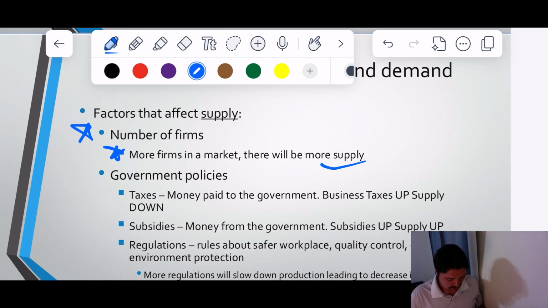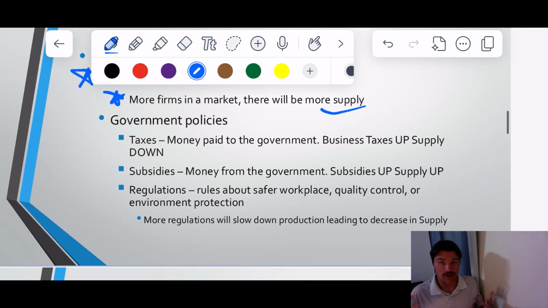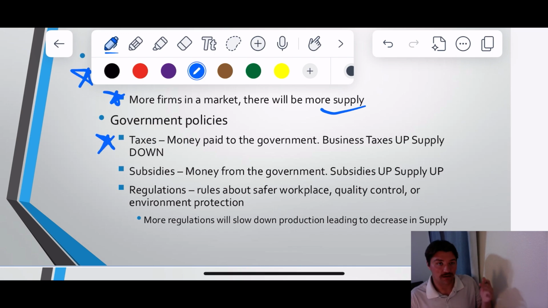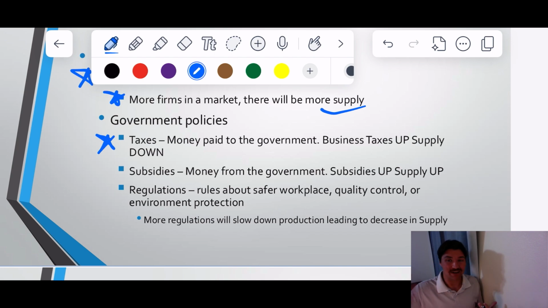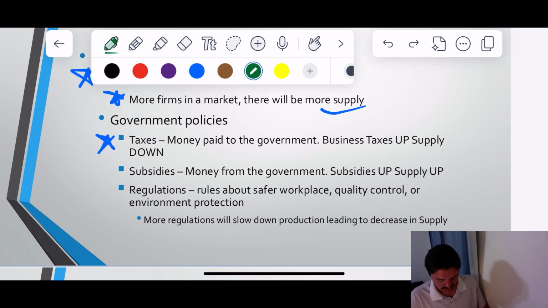Okay. In terms of government policies, this also plays a factor in supply. Taxes: if a business has to pay more money in taxes, they have less money to buy other goods, other inputs. So if they have to pay more in taxes, they buy less milk. With less milk, less supply of lattes. So remember, taxes is money paid to the government. So in general, whenever business taxes are higher, supply is lower.